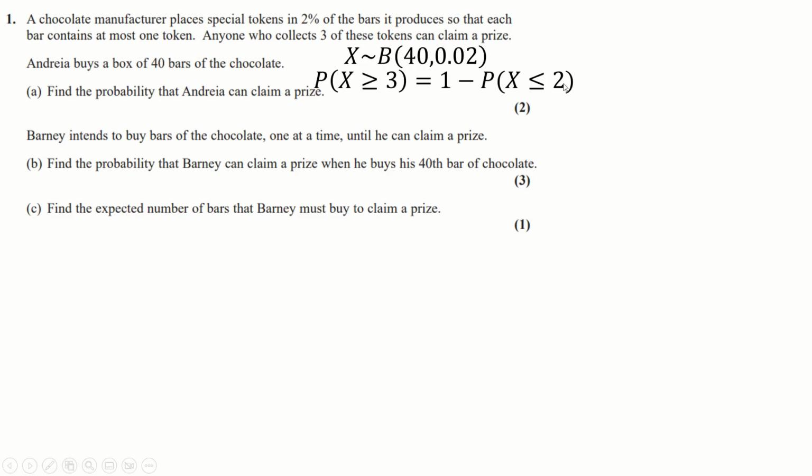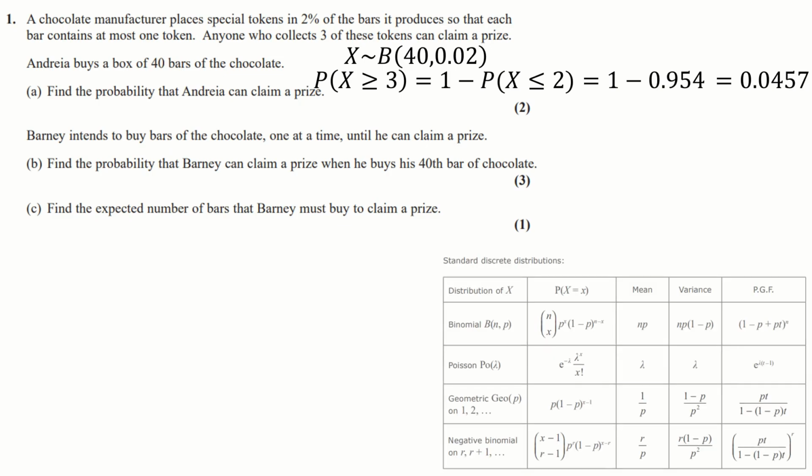We can put this in a calculator with the binomial cumulative function. We'll get this, which turns out to then be this. Barney intends to buy one at a time until he claims the prize. So he's looking to get 3 of them and he'll stop once he's bought 3. That's a negative binomial distribution. And we can see the probability that X equals x, and we're looking to have this done by the 40th, is given here. We can just use this form here.